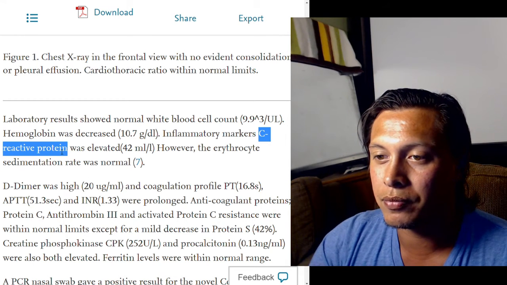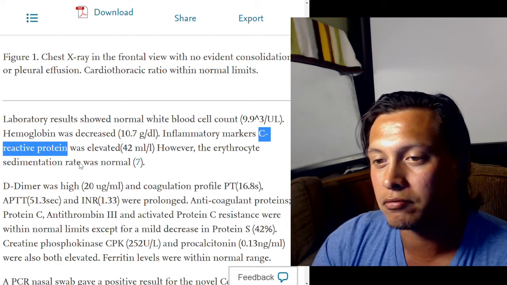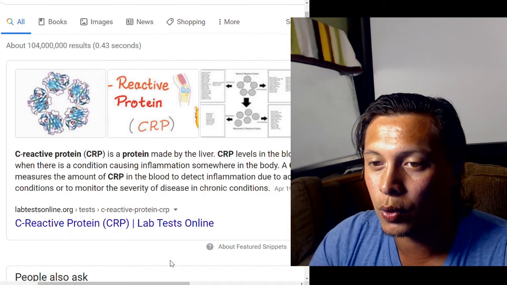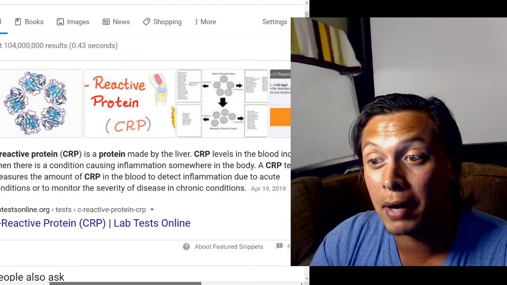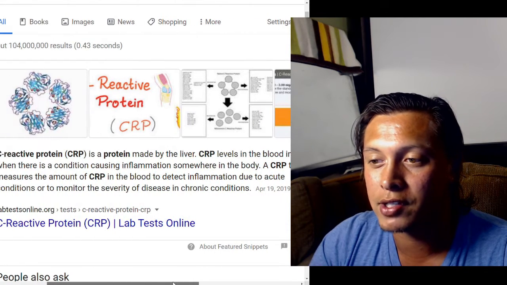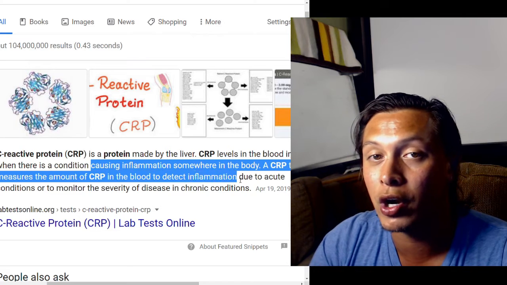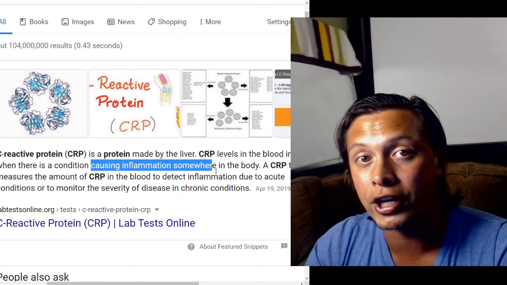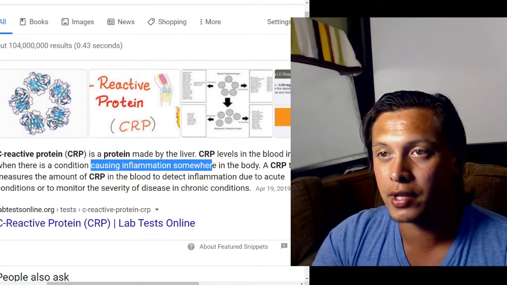So this is a marker of inflammation, and they can take a test to see. And so the C-reactive proteins, or the CRPs, it's a protein made by the liver, and CRP levels in the blood increase when there is a condition causing inflammation somewhere in the body. So it doesn't tell you where it's happening in the body, but it could be a good warning, or a biomarker for inflammation that is happening somewhere in the body.